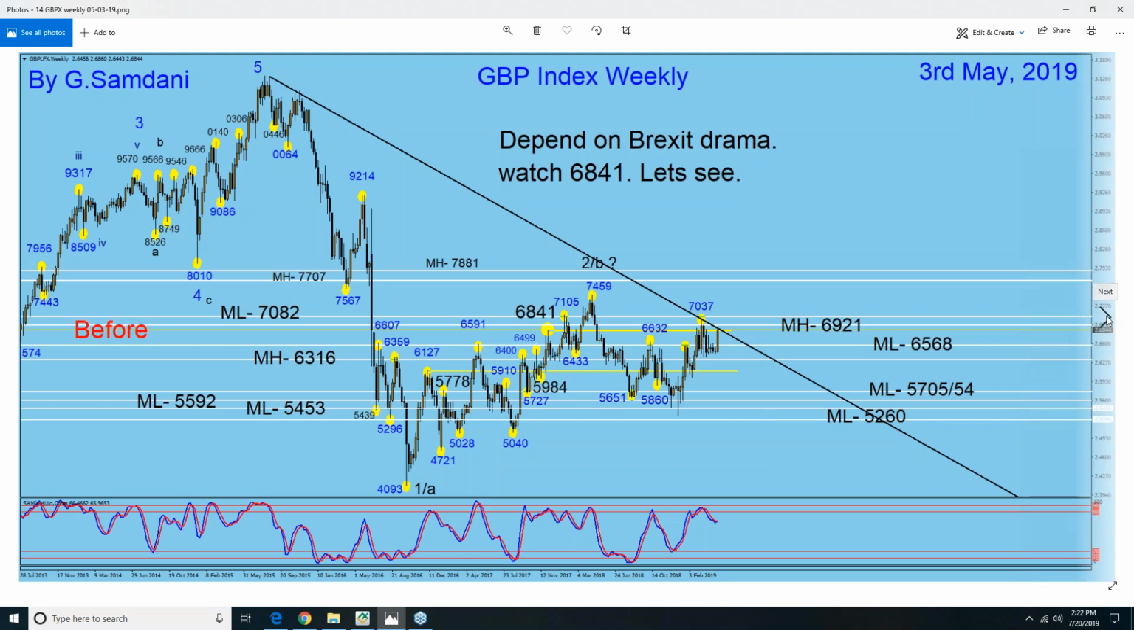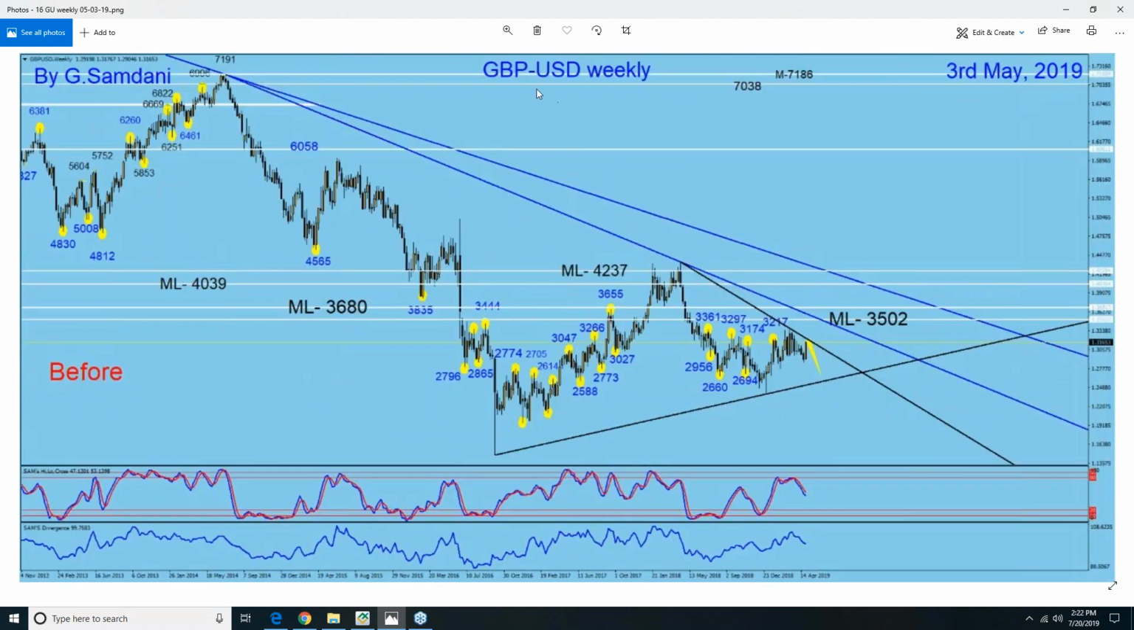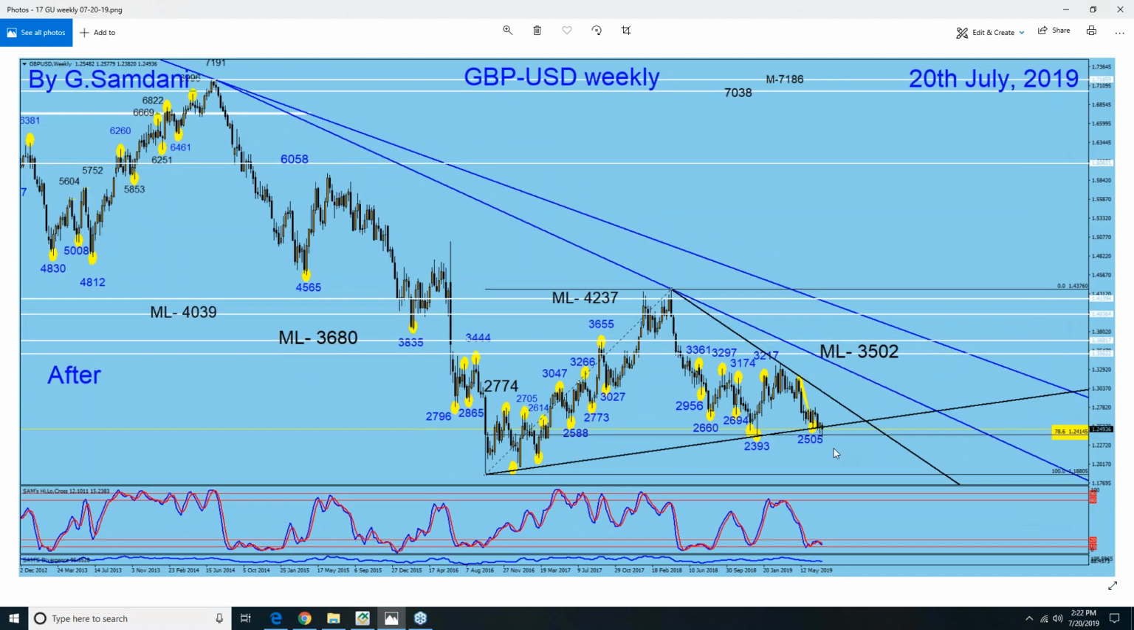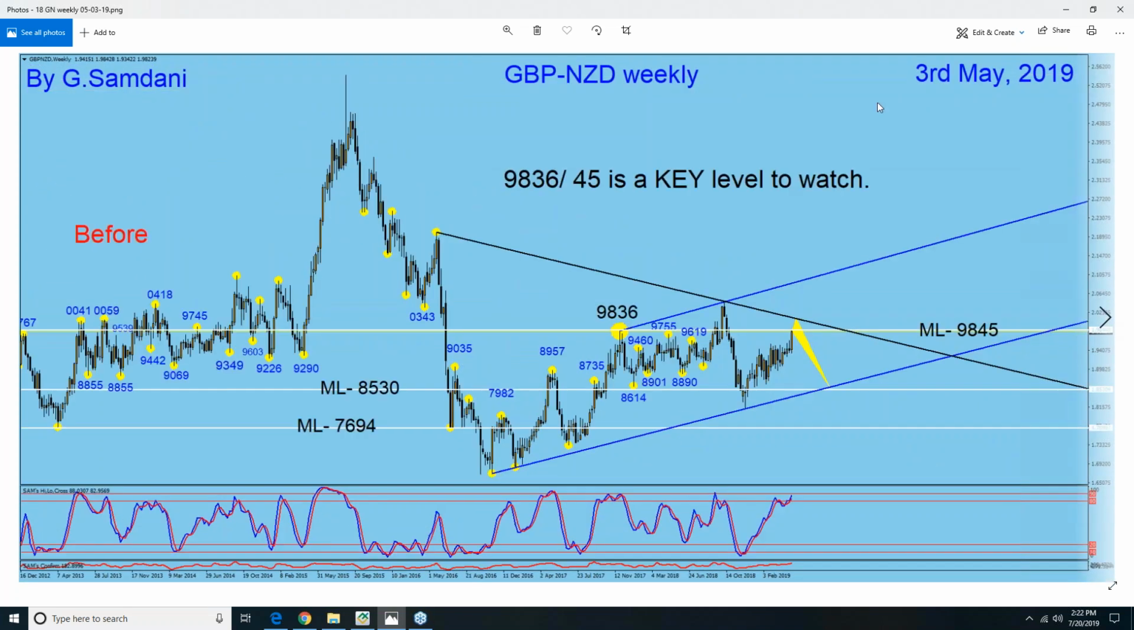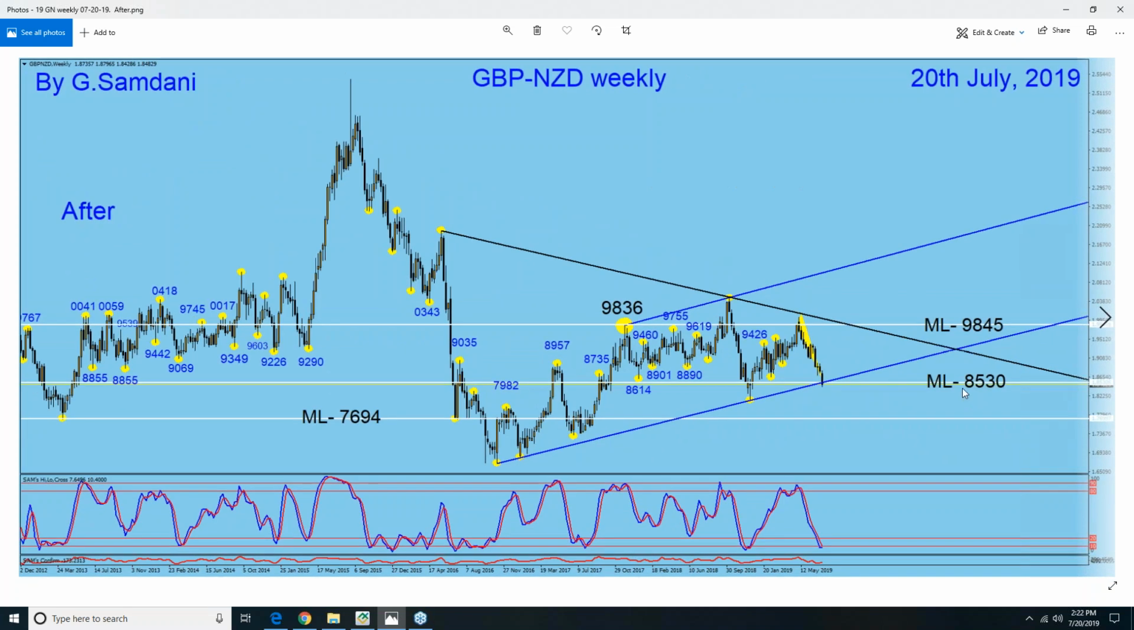So this dropped, and look what happened. At the same time I made the chart for pound USD on 3rd May, and look, from here I said we're going to drop here, and today we are here. Similarly, next pound pair, I made the chart on May 3rd, that this is where we are now, and we're going to drop back to this TL, and we did this. Okay, we are at the TL.